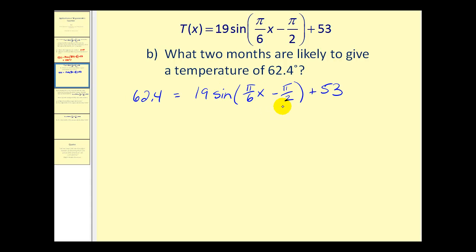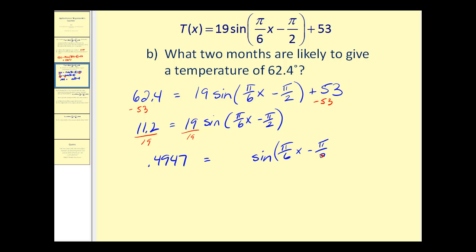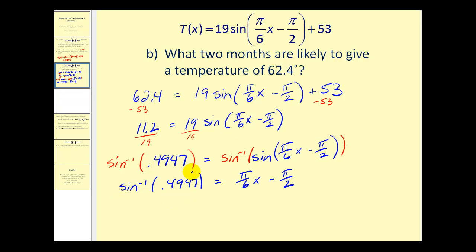So let's go ahead and isolate the sine function. So we'll subtract 53 on both sides. That'll give us 11.2. Now we'll divide by 19. This comes out to approximately 0.4947. Now what we can do is take the inverse sine of both sides. So on the left, we have the inverse sine of 0.4947 equals inverse sine of this quantity, which will give us just this quantity. Let's go to the calculator and evaluate this.